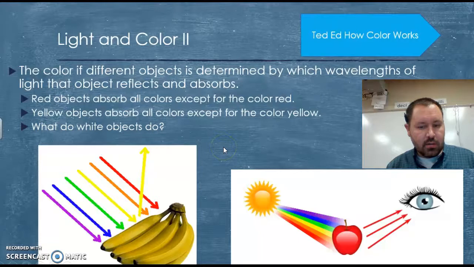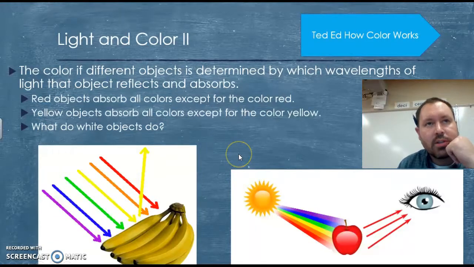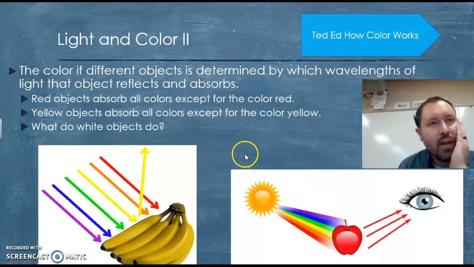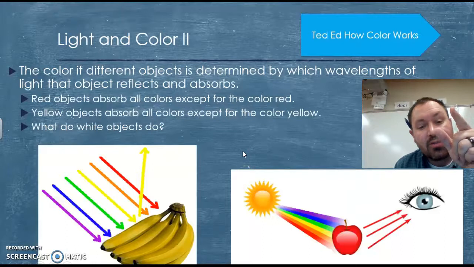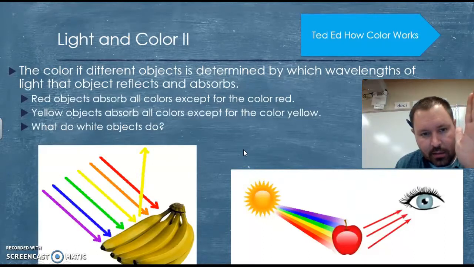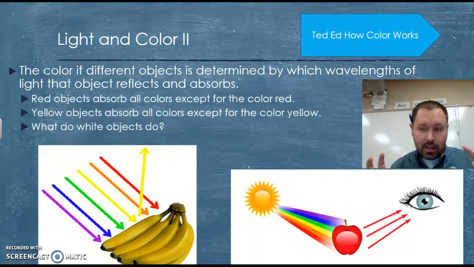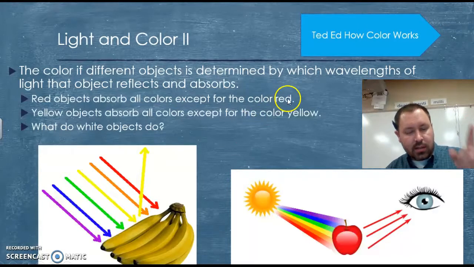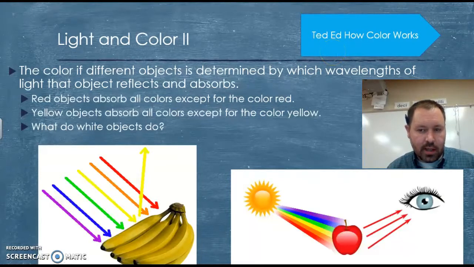What do white objects do? That's a good question. Ask yourself right now, what do white objects do? What color do they reflect? Because is white really a color? White objects reflect every color. They reflect all colors together equally. And if they reflect all colors together equally, that together makes white. To help explain this, let's pause the video again. Click the TED Ed video on how color works. You'll find it pretty interesting. So go ahead and click that now and watch that.